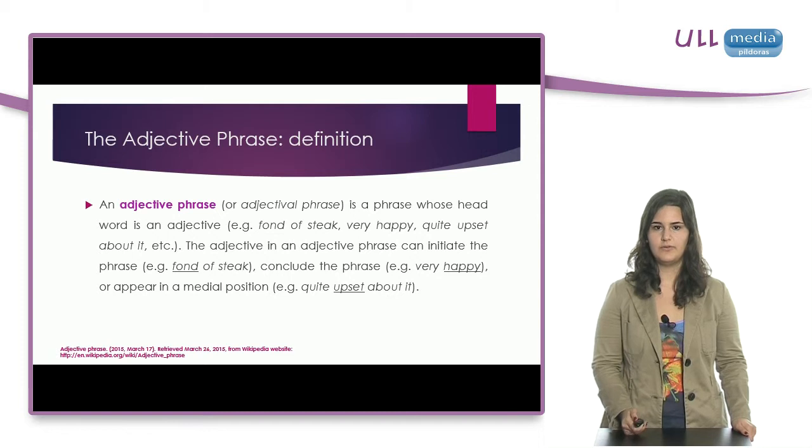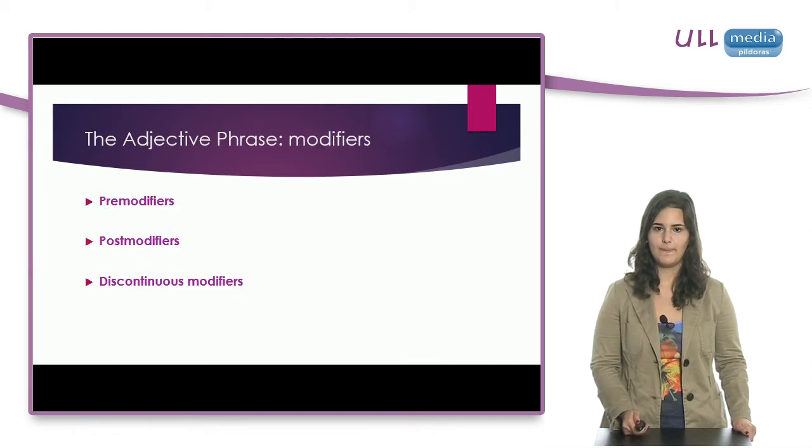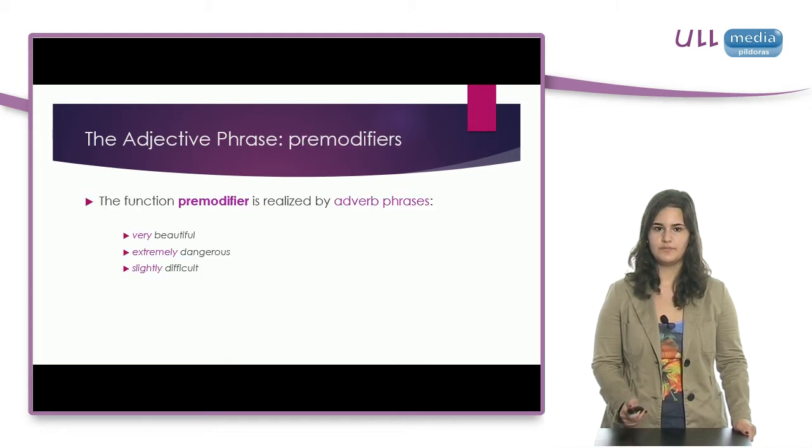Let me turn now to adjective phrases. An adjective phrase is a phrase whose head word is an adjective, and the adjective in an adjective phrase can initiate the phrase, conclude it, or appear in a medial position. The only function we can distinguish within the adjective phrase, apart from its head, is the function of modifier. The same as with the noun phrase, we speak of pre-modifier, post-modifier, and discontinuous modifier.